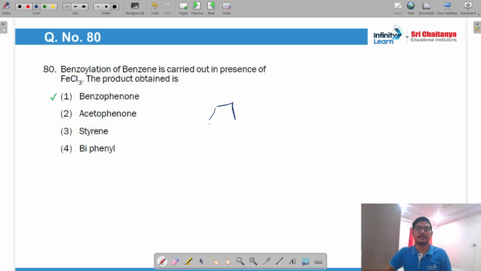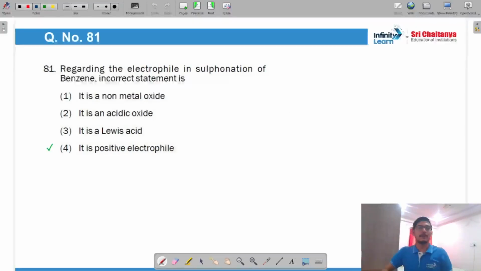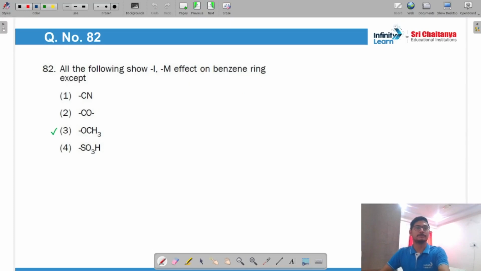Benzoylation, guys, is the reaction of a compound with benzoyl chloride. So of course it is Friedel-Crafts acylation. The product would be benzophenone, that is a benzene ring, then a carbonyl group, and then a benzene ring. Regarding the electrophile in sulfonation of benzene, which is SO3, is it a positive electrophile? No, it is a neutral electrophile. All other 3 are correct. All the following show -I, -M effect on benzene ring except OCH3, because of the presence of lone pair. It shows -I because it is electronegative, but because of the presence of lone pair, it shows +M. Okay, so this is the correct answer.